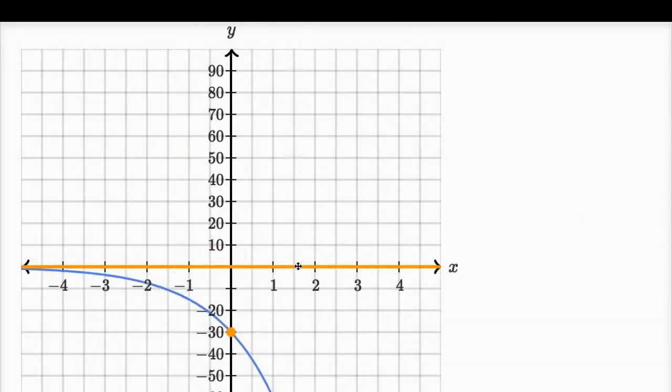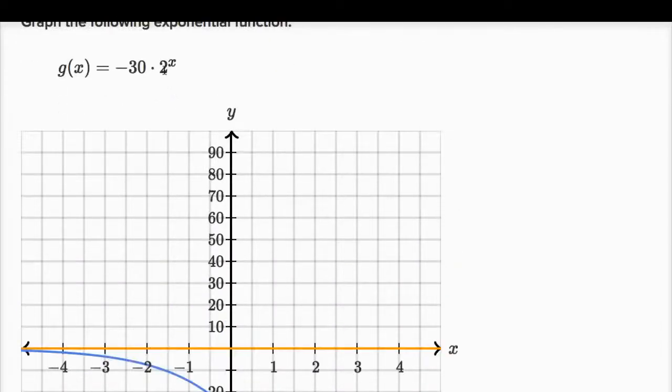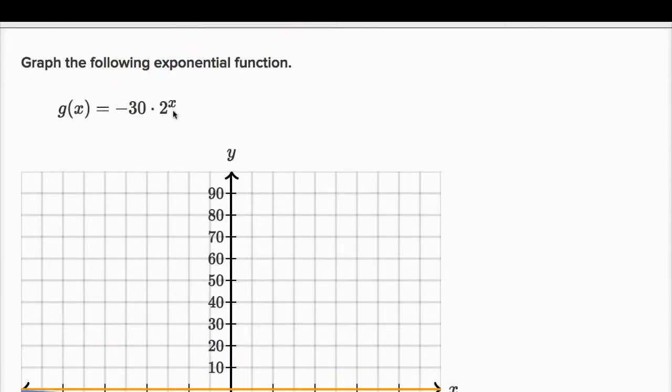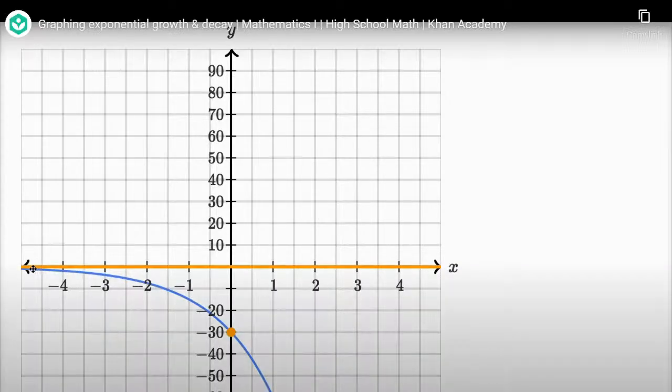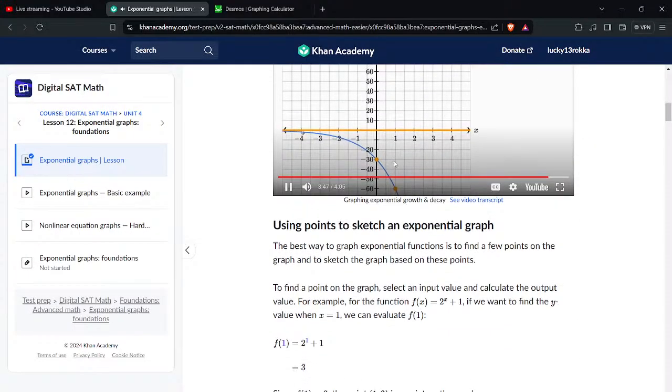Now let's think about this asymptote, where that should sit. So let's think about what happens when x becomes really negative. 2 to the negative 1 power is 1/2, 2 to the negative 2 is 1/4, 2 to the negative 3 is 1/8. As x becomes more and more negative, 2 to that power is going to approach 0. And so negative 30 times something approaching 0 is going to approach 0. So this asymptote is in the right place. Our horizontal asymptote, as x approaches negative infinity, as we move further and further to the left, the value of the function is going to approach 0.